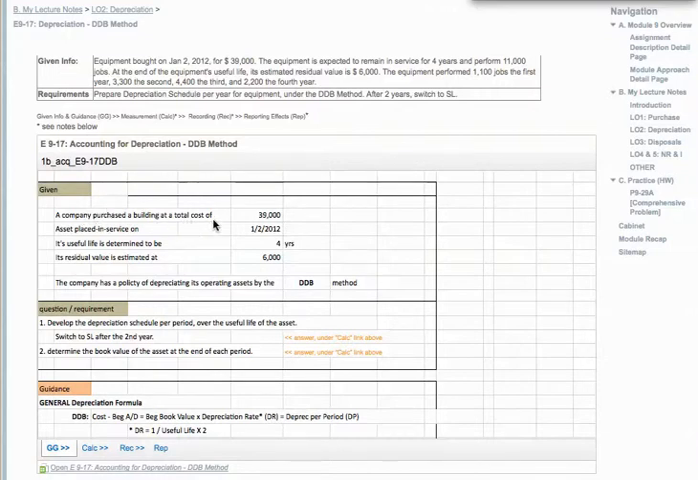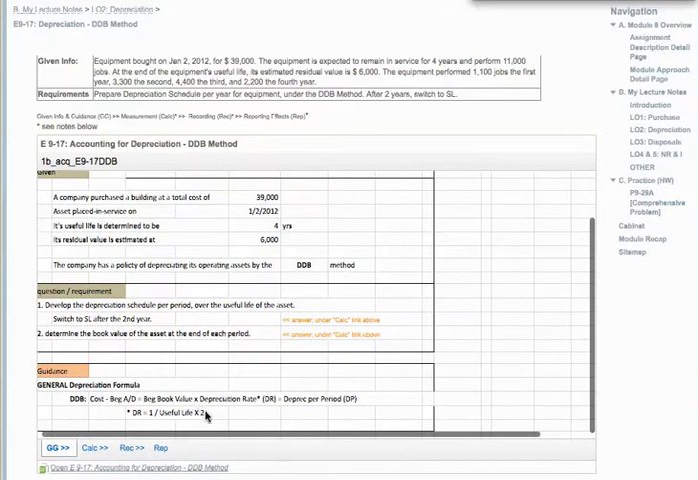Equipment purchased at a cost of $39,000 at the beginning of the year 2012 has a useful life of 4 years, and has a residual value estimated at $6,000. Now notice that the last bit here you'll be able to use for the units of production method later, but it's not really relevant to DDB.